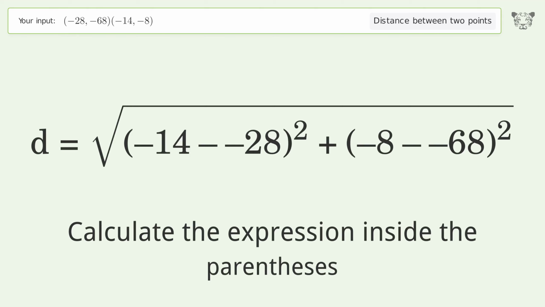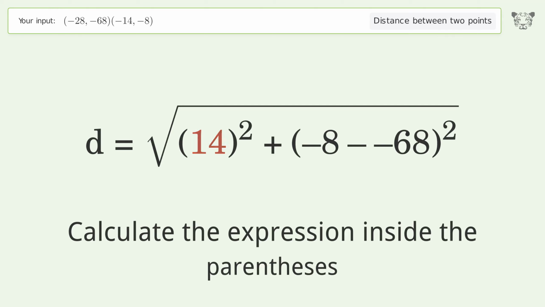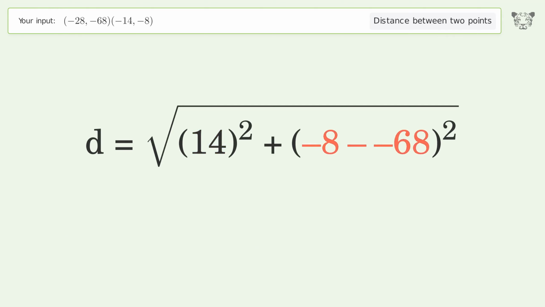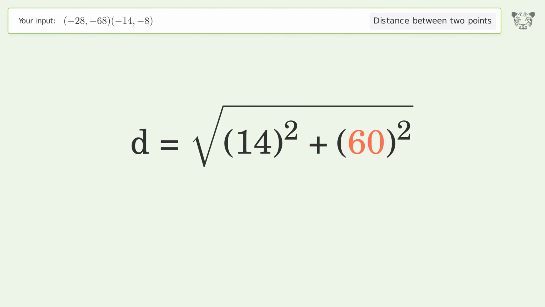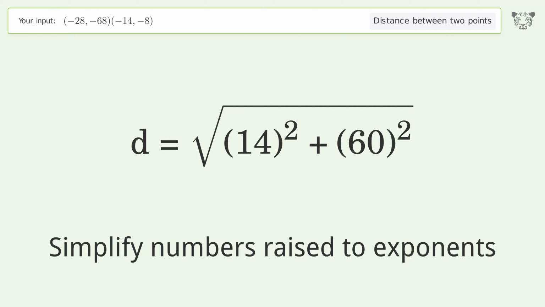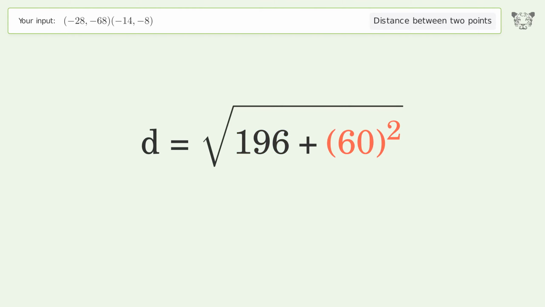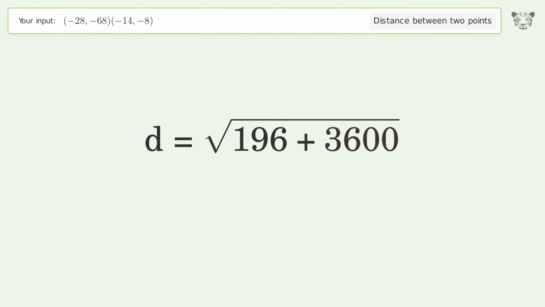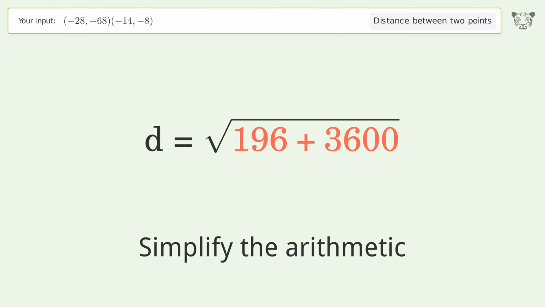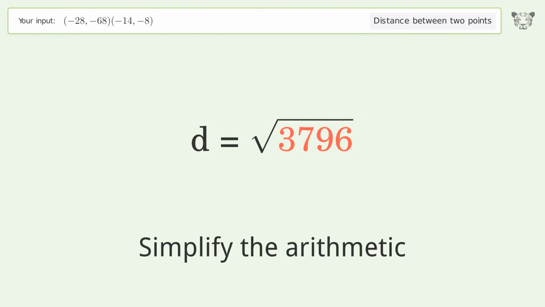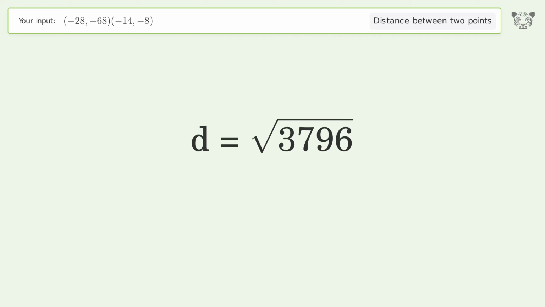Calculate the expression inside the parentheses. Simplify numbers raised to exponents. Simplify the arithmetic. And so the distance between the 2 points is the square root of 3,796, or 61.612.